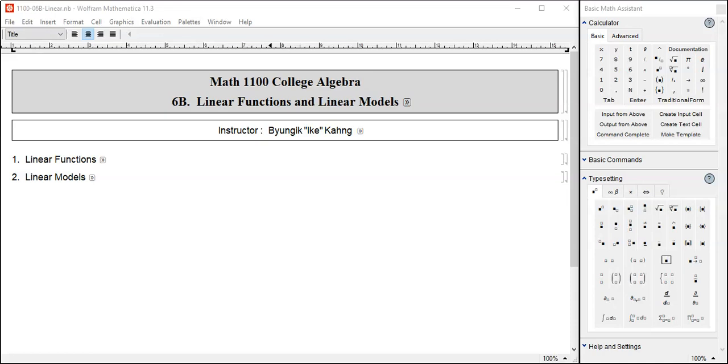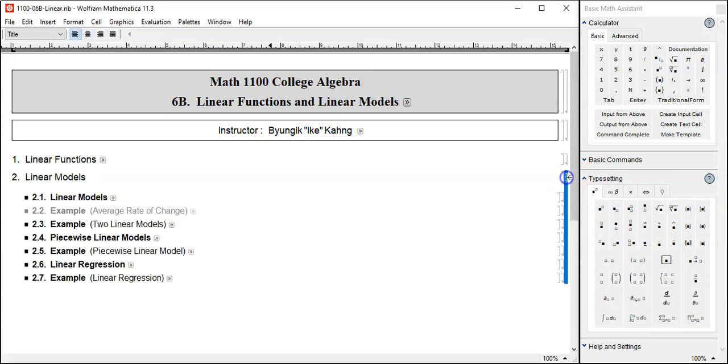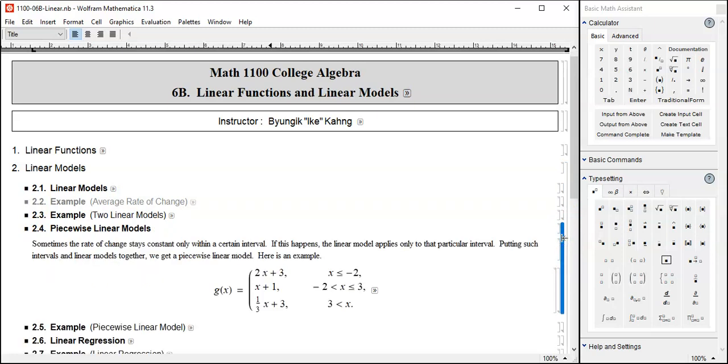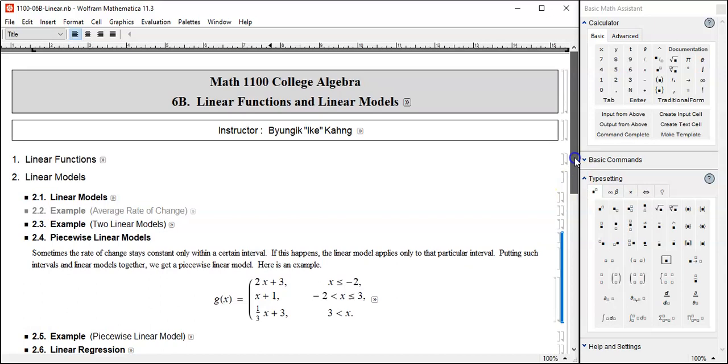Hello students, welcome back. Let's resume our discussions on linear models. We went through simple linear models. Now let's go to piecewise linear models. What do you mean by that? The rate of change was the key. The rate of change must stay the same if we have a linear model, but sometimes they change.